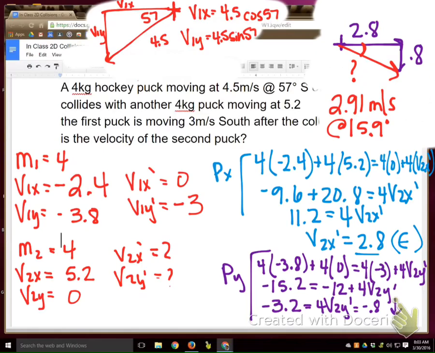Do we agree here? And up here? Yeah? Okay, what's my angle need to be what of what? South of east. South of east, perfect. Very good.